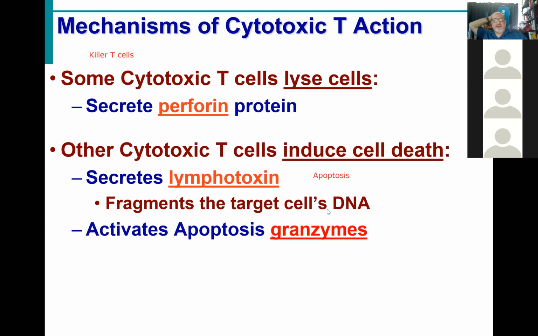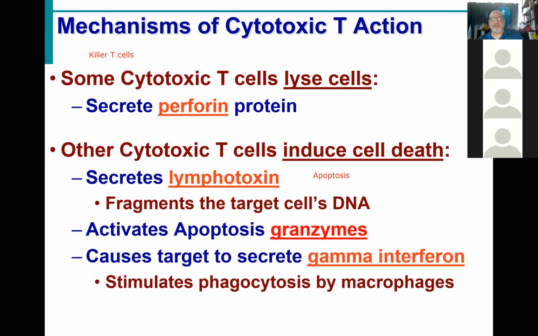Right? So it can use lymphotoxin to destroy the DNA, and it can induce that cell death by releasing special enzymes called granzymes, which trigger that apoptosis. And your book's got a pretty picture that shows this. Oh, I should say that too. Remember, we also talked about how our infected cells will release those interferons. And those interferons protect surrounding healthy cells and also stimulate phagocytes, macrophages, to come to the area to destroy the cell as well. So it can also stimulate interferon release.